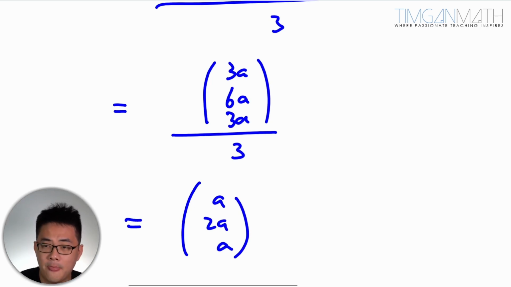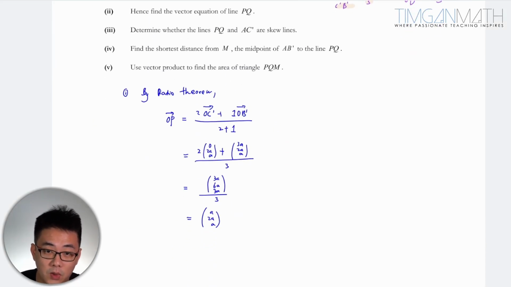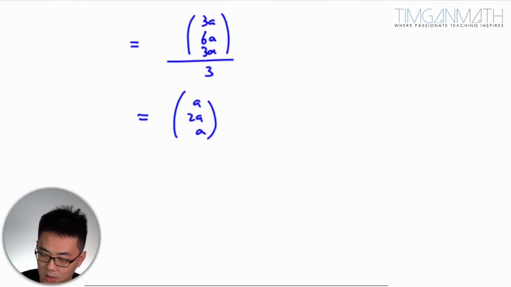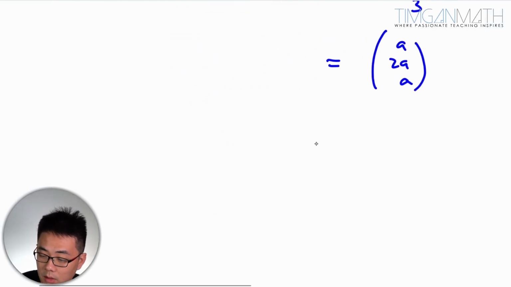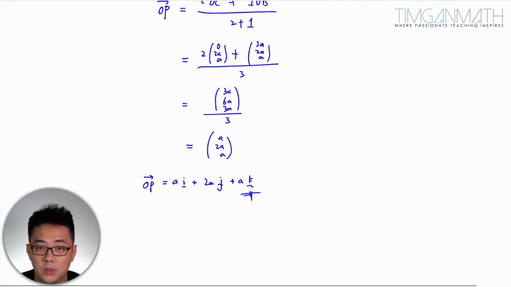Okay. So that is our, what do they want? They want the position vector. So A, 2A, A. So we can leave it as a column vector, or just write it down. OP prime is Ai plus 2Aj plus Ak. Great. So this is OP.